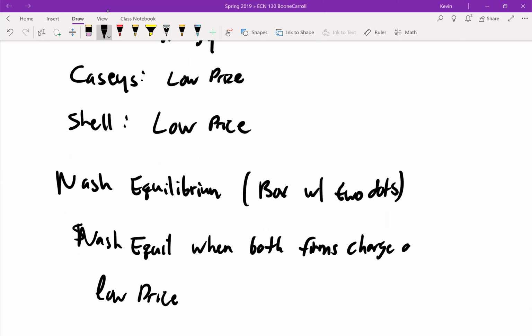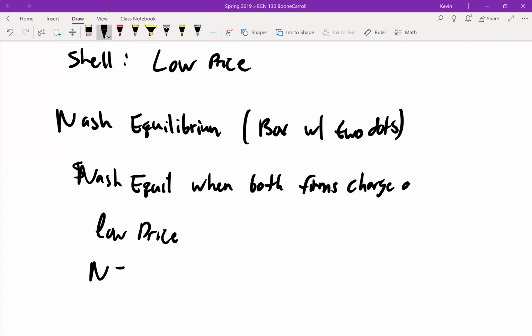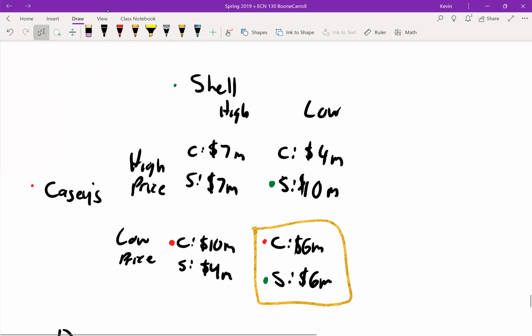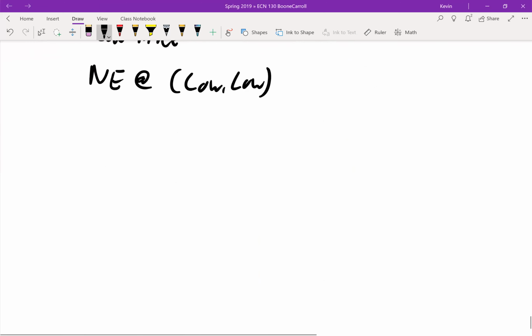And we can also write this out, if you're more mathematical, NE at low, low. So that's how we find Nash equilibrium and our dominant strategies. And if you're in a situation where we added on, say, a third choice, you'd have a similar situation.